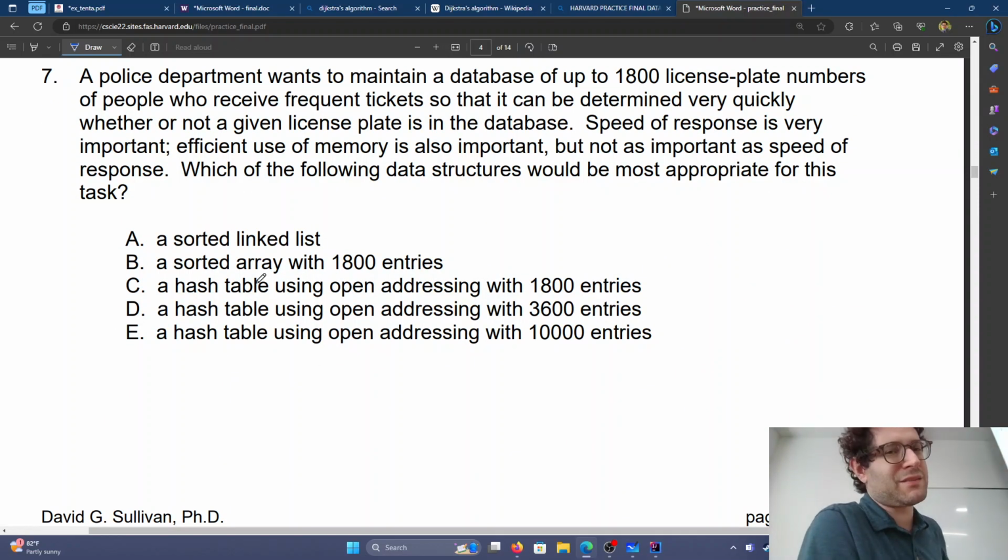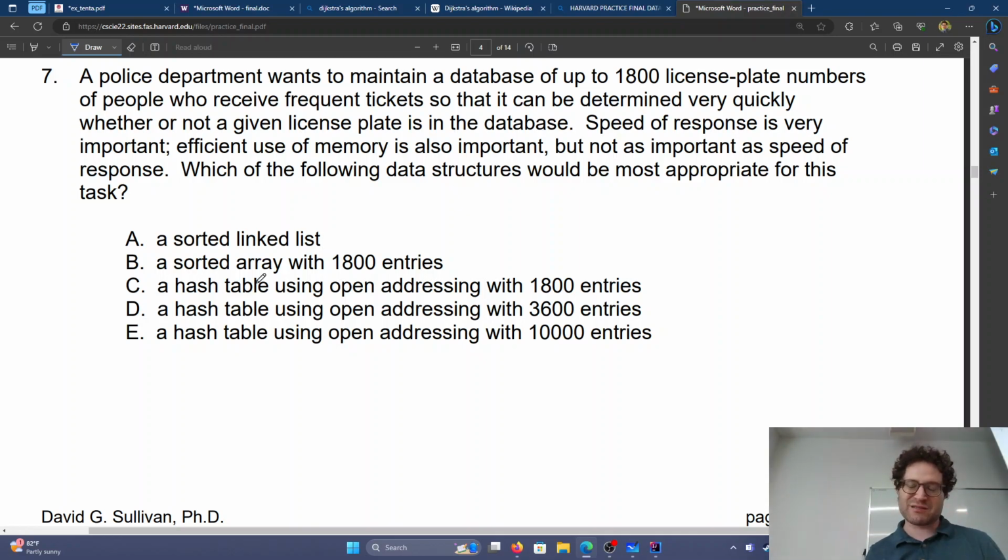A police department wants to maintain a database of up to 1,800 license plates of people who receive frequent tickets, so it can be determined very quickly whether or not a given license plate is in the database. So we're keeping a database of these 1,800 people who frequently get tickets. Speed of response is important. Efficient use of memory is also important, but not as important as the speed of response. So basically, we want something with the best runtime, but if we have to break a tie, we'll break it by space.